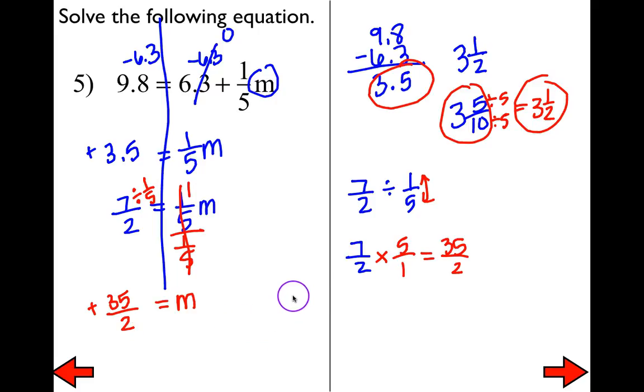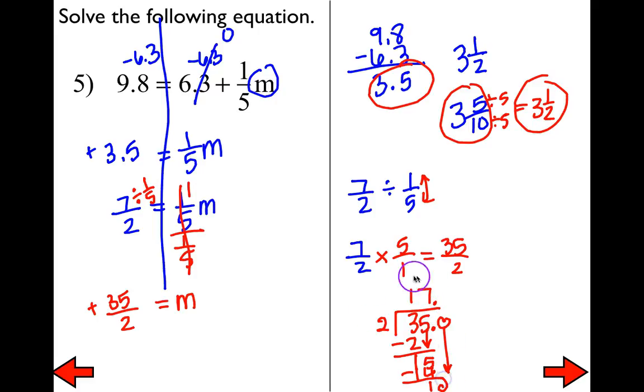However, if you chose to work it out with decimals, an equivalent answer would be, let's figure this out. 2 goes in 2 times with the remainder of 1, bring down that 5. It goes in 7 times with the remainder of 1. Let's put our decimal, bring down a 0. And that's going to go in evenly 5 times. So an equivalent answer is also m equals 17.5.